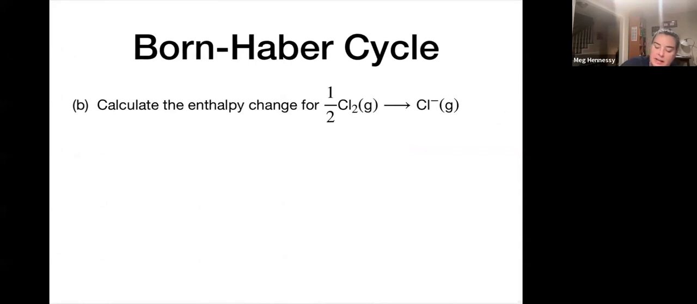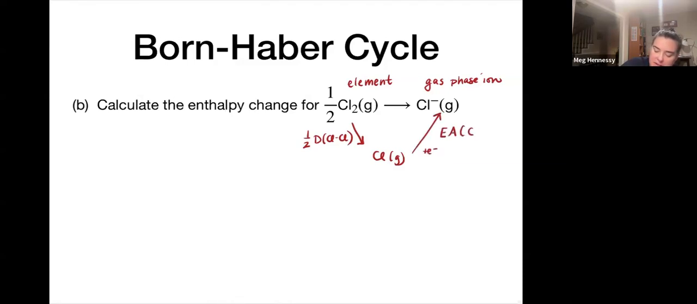So here we're going to take the chlorine. Again, I have the element. And I'm going to turn it into a gas phase ion. And to do this, I'm going to have to break apart the element, the diatomic molecule, into chlorine atoms. That's going to be the bond dissociation enthalpy of chlorine. And then I'm going to have to add an electron to the chlorine. And that's called the electron affinity of chlorine. And I'd find that value in section 8.